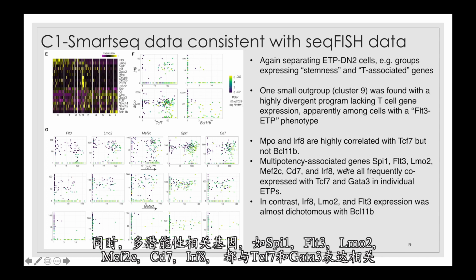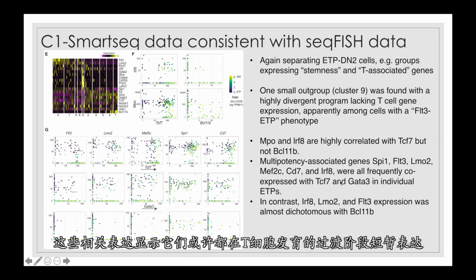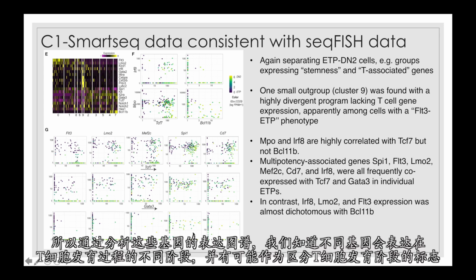And also the multipotency-associated genes such as SPI1, FLT3, LMO2, MEF2C, CD7 were all frequently co-expressed with TCF7 and GATA3 in individual ETPs. So that raised the question, maybe all of these genes are expressed transiently during the transition stage. So according to this and this, we know that there are a lot of markers that appear at different stages of the T cell lineage transition and maybe indicate the substates of T cell development.